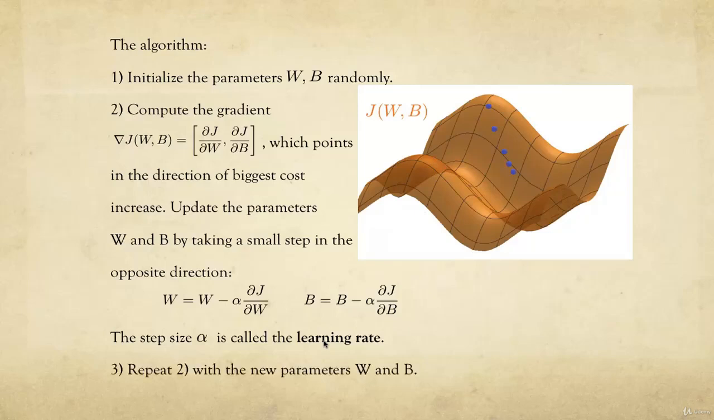And then we repeat with the new parameters W and B. In other words, we'll compute the gradient again at the new location. We'll find the direction of the maximum decrease. We'll take another step in that direction, and then we'll repeat this. And every time we take a step, our cost function should go down, and the gradient is the direction to help us reduce the cost the quickest. So that's the gradient descent algorithm.